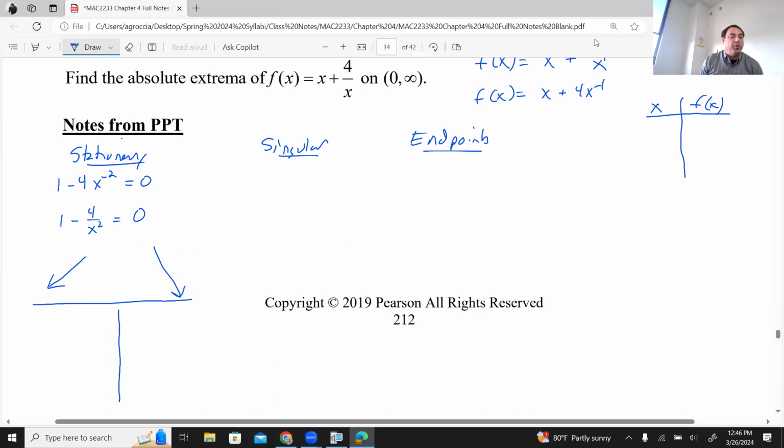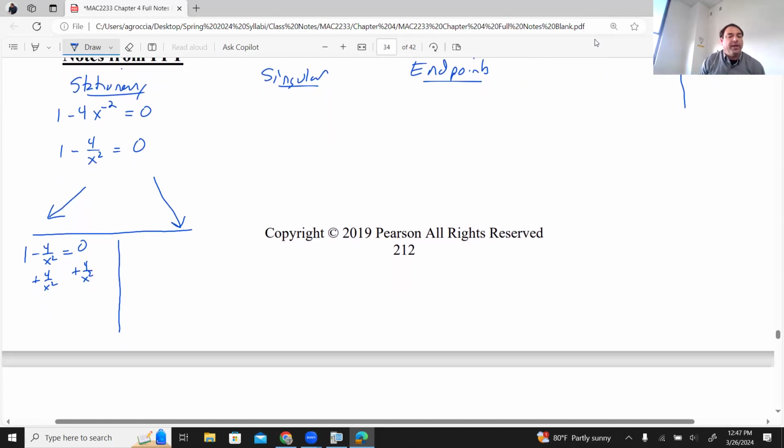So if you want to solve it with proportions, you have 1 minus 4 over x squared equal to 0. I need to make a proportion. So if I add 4 over x squared to both sides, you end up with 1 equals 4 over x squared. And 1 is 1 over 1. You've now created a proportion. 1 times x squared is x squared. 1 times 4 is 4. x squared equals 4. So x equals plus or minus 2. That's one way you could have dealt with it.